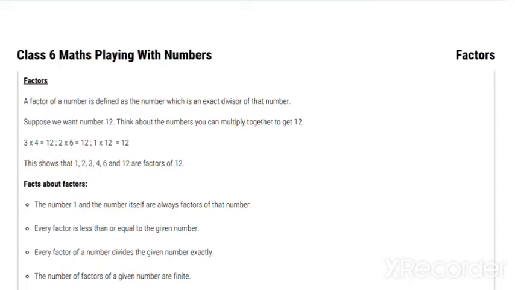Suppose we want the factors of number 12. Think about the numbers you can multiply together to get 12. That is 3 into 4 is equal to 12, 2 into 6 is equal to 12, 1 into 12 is equal to 12, which shows that 1, 2, 3, 4, 6 and 12 are factors of 12.